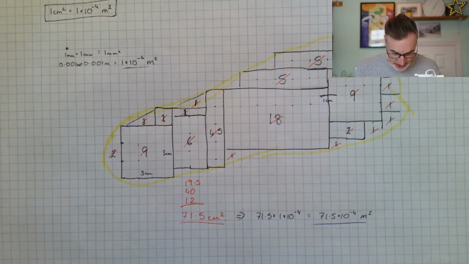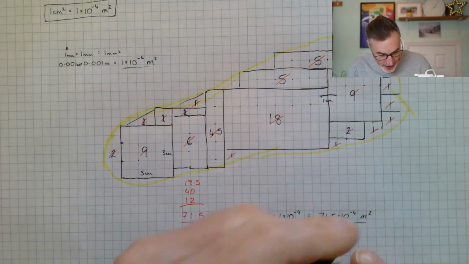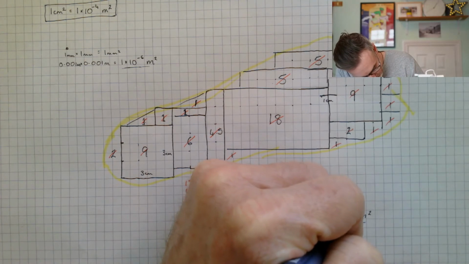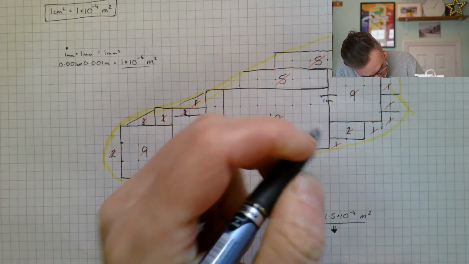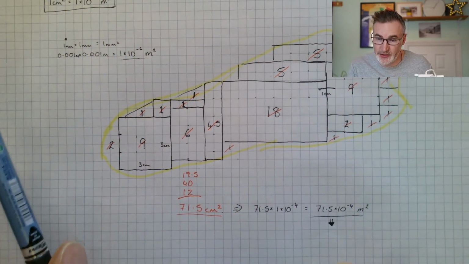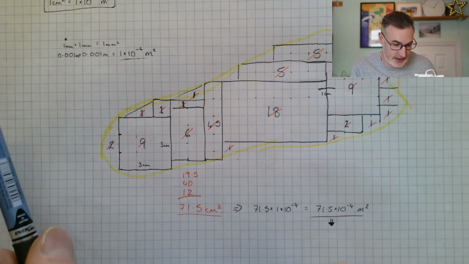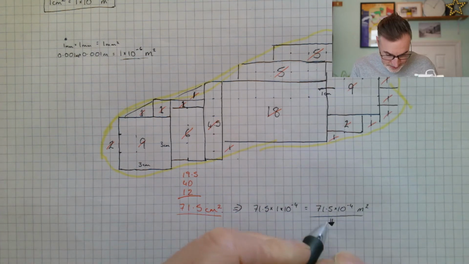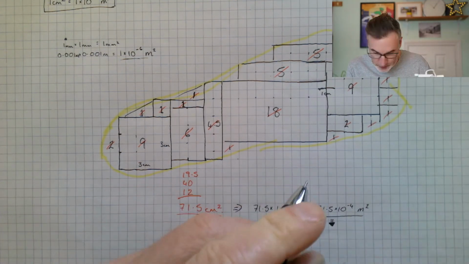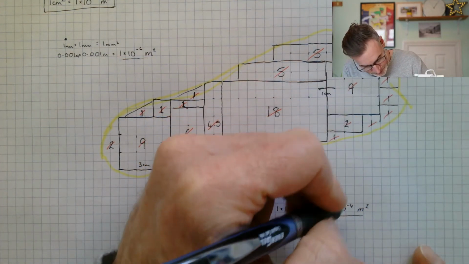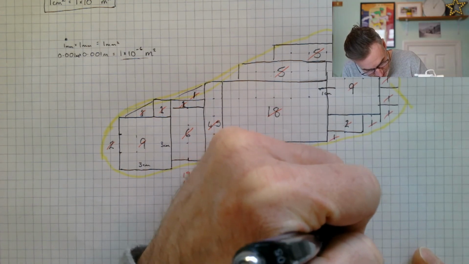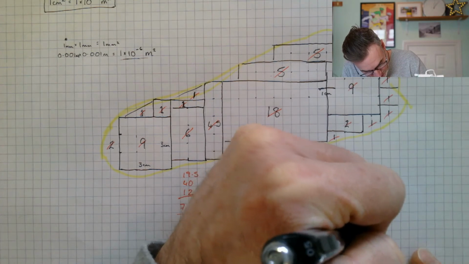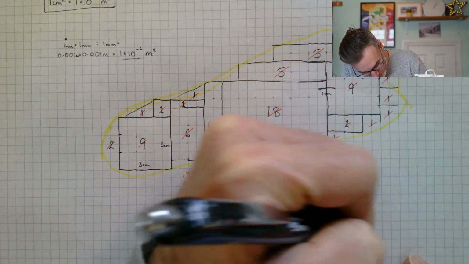Now that is the area of 1 foot. If I was going to do this, and assuming that my daughter's feet are the same size, then I'm just going to multiply this by 2. And so that will be 143 times 10 to the minus 4 meters squared.